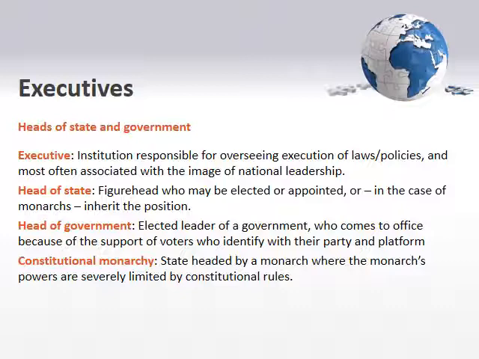The head of government is where the real power of office is. This is the elected leader of government. They either represent a majority of folks in Parliament as the Prime Minister, or they're separately elected, as we do in the United States when we elect the President of the United States, which is a separate branch of government. And again, a constitutional monarchy is an example of a democracy headed by a monarch, but the monarch's power is limited by the constitutional rules. And that's what we see in the United Kingdom.